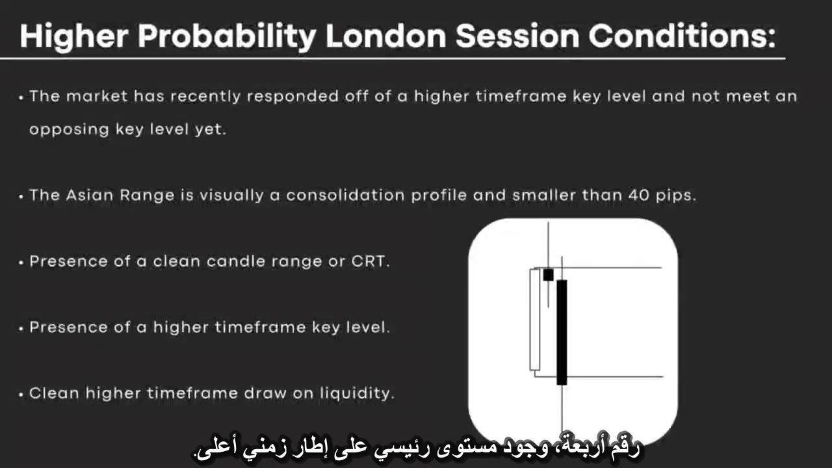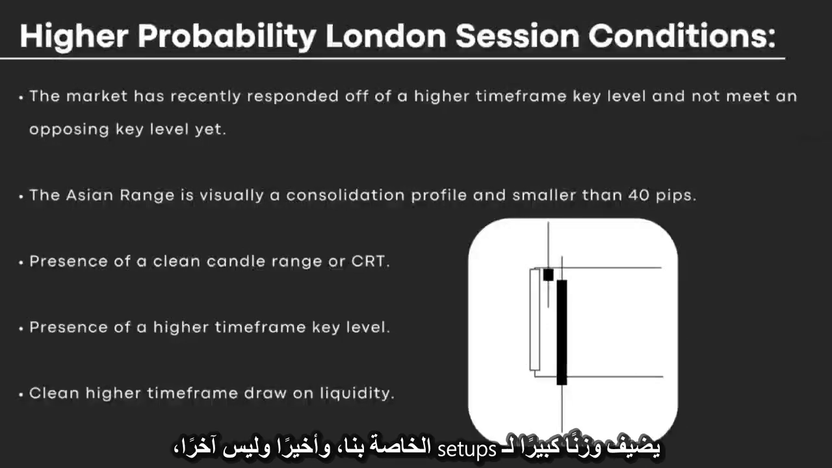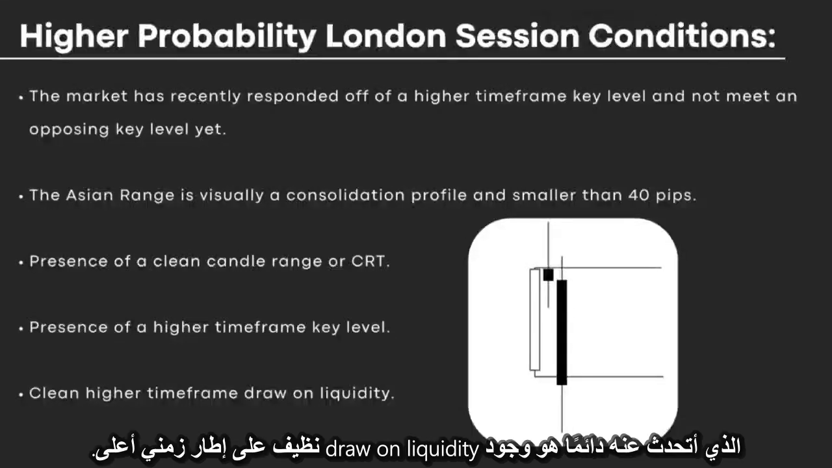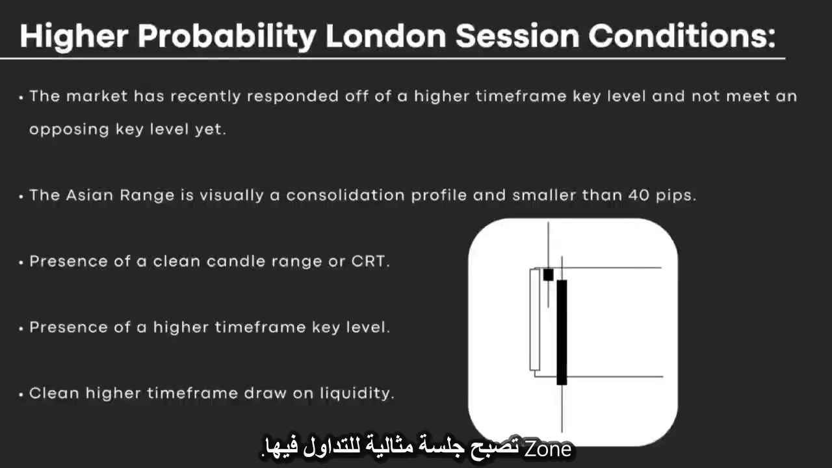Number four, presence of a higher time frame key level. We know that the presence of a higher time frame key level, daily or 4 hour or weekly key level, adds significant weight to our setups. And then last but not least, the one that I always talk about is a clean higher time frame drawn liquidity. If there's a clean drawn liquidity visible on higher time frame, right, then London kill zone becomes an ideal session to trade in.